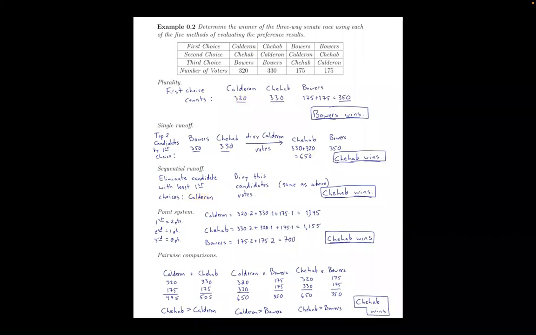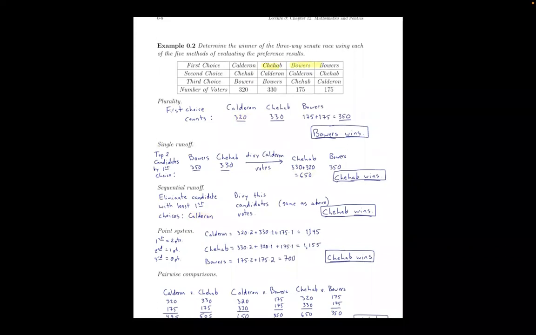Well, when we do that, there are only 2 candidates left, Shihab and Bowers. And just like last time, once Calderon's no longer viable, the second choice of these voters, Shihab, those 320 votes go to Shihab's total. And we again see it's the same results as before. It's the same as above, and Shihab wins this in the sequential runoff. So when you only have 3 candidates, a single runoff is the same as a sequential runoff.